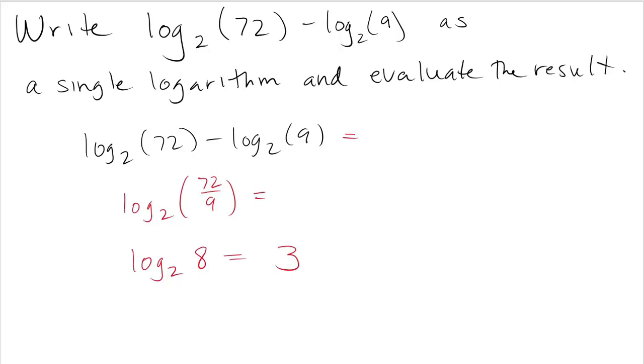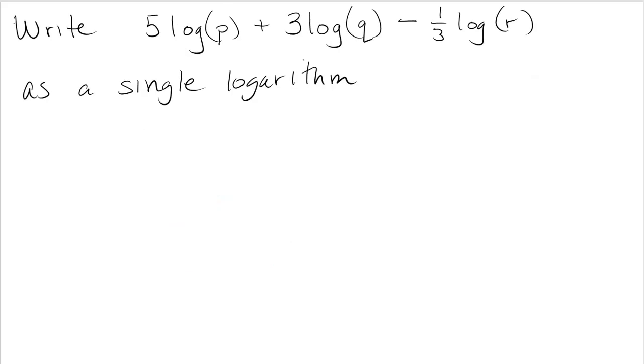you get 3. So there's an example of the consolidation rule for subtraction, and you can see it was marginally useful. We were able to take an expression that looked kind of complicated and simplify it down to an integer. This next example is just practice for practice's sake.